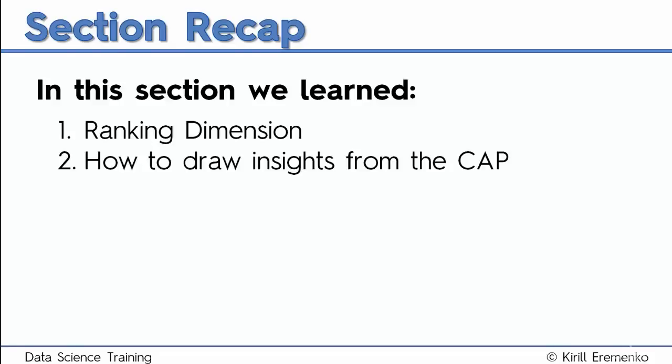Section recap. So what did we learn in this rather intense section? In this section we learned, number one, ranking dimensions. So we saw how our model has provided a new dimension which we can use to look at our customers. That dimension is their ranking in the model, their probability to leave the bank or perform a certain action, and that allows us to drive additional insights or segment our customers, create deciles, quartiles, and so on to better service our customers.